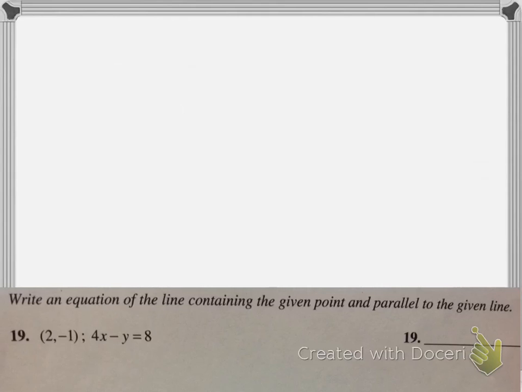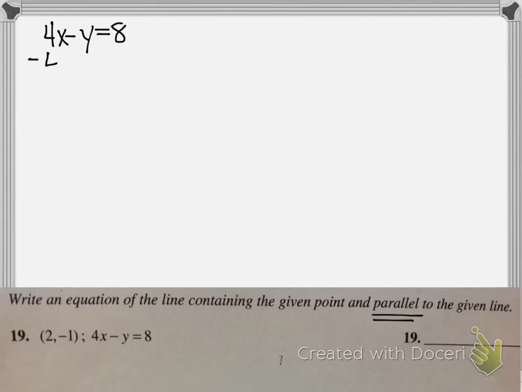Now, here's another twist. What if they don't give you a slope at all, and they don't give you 2 points? How do you find a slope? So this says, write an equation of the line containing the given point and parallel to the given line. Parallel, key word. So they give us an equation of 4x minus y equals 8. So since my new equation is going to be parallel to this one, if I find the slope of this one, then that's going to be the slope of my new line as well.